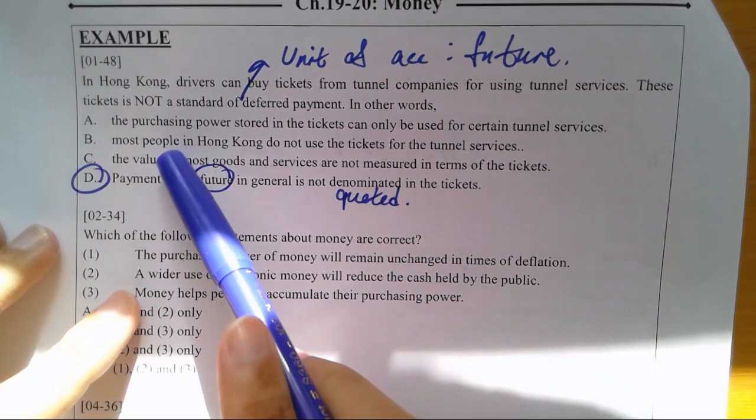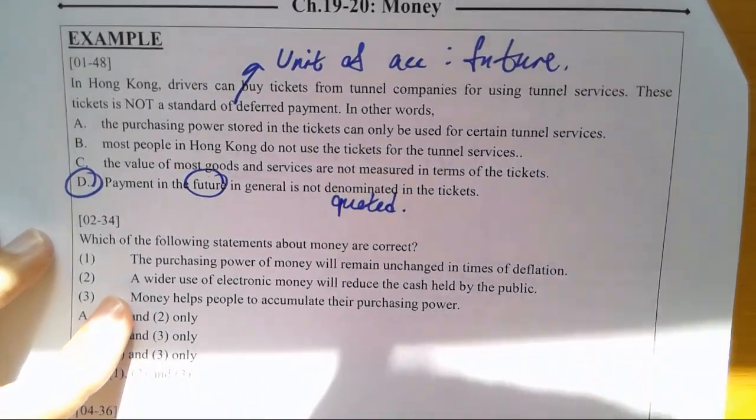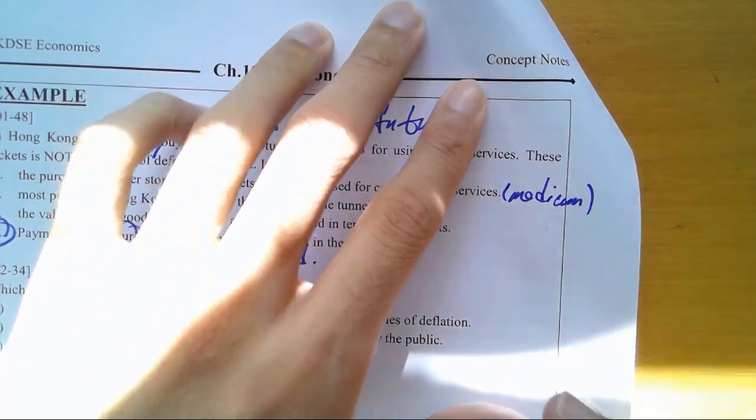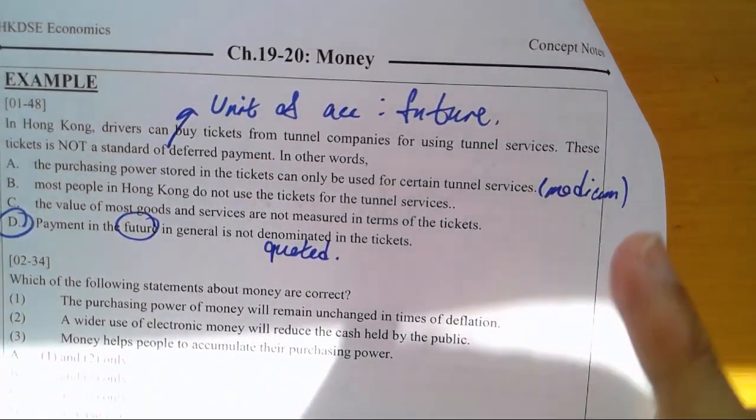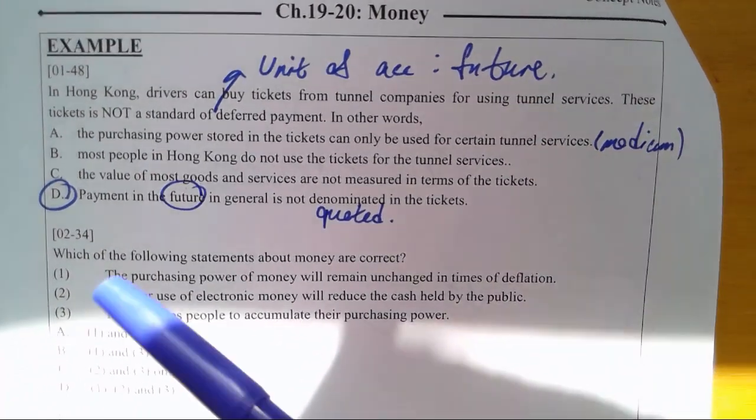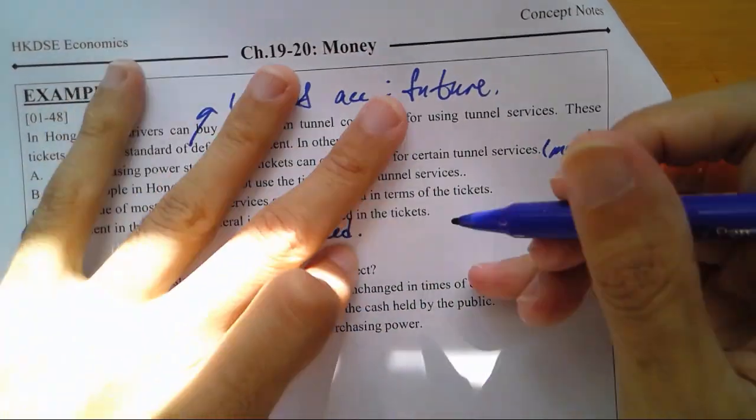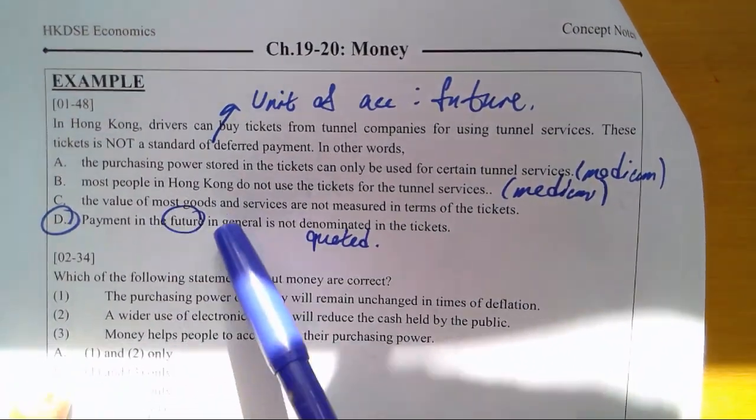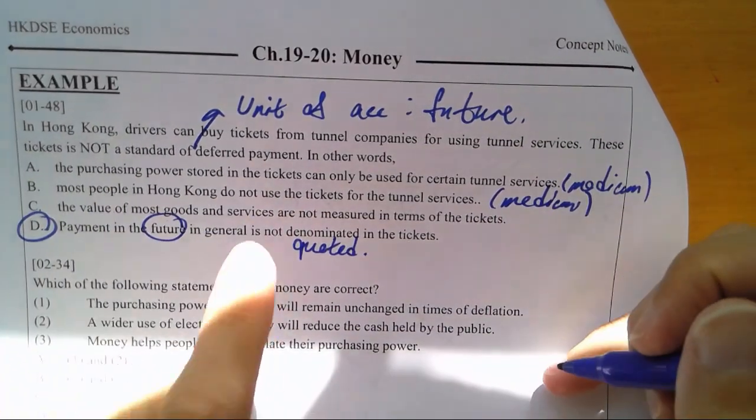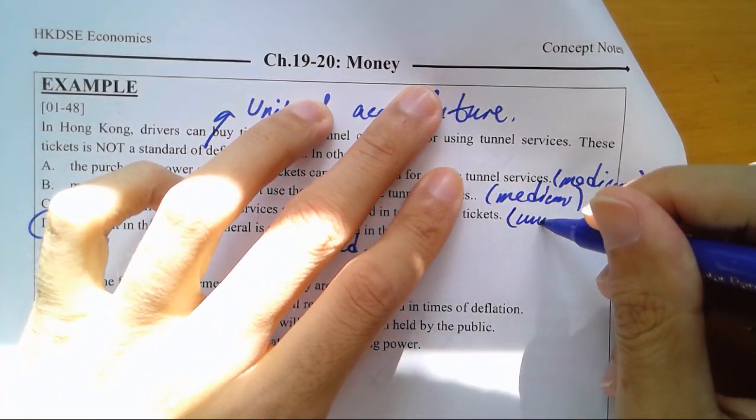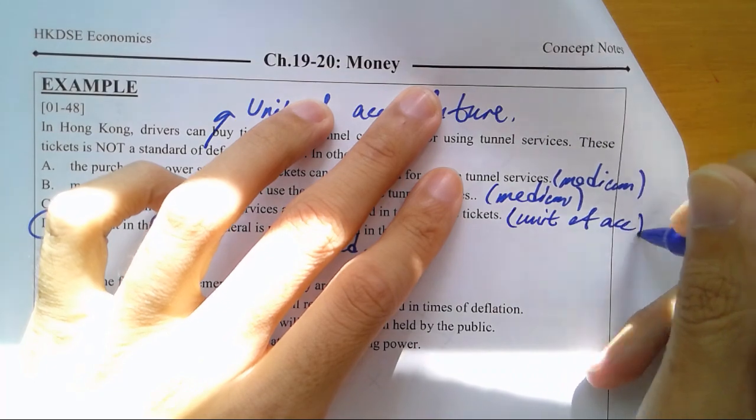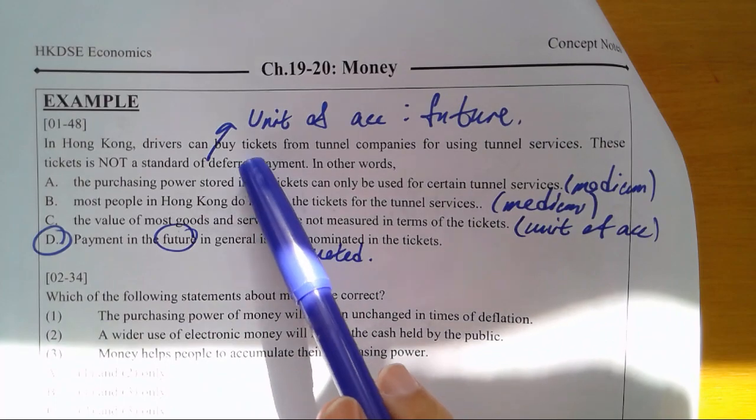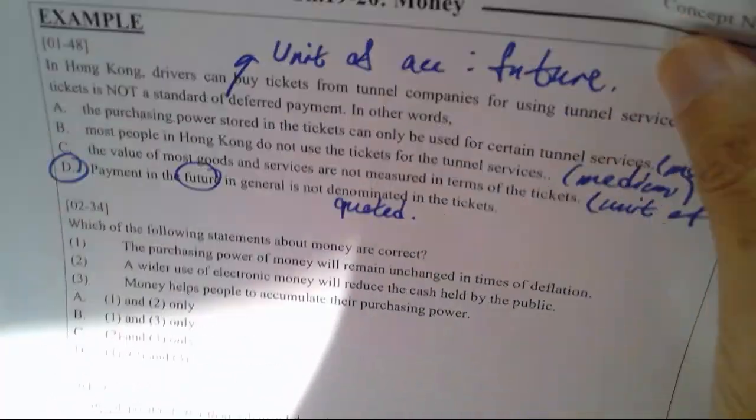Okay, other purchasing power stored can only be used for certain. Now, this is something to do with medium of exchange. 唔係間間都收㗎，係咪啊？得佢哋收啫嘛，係咪啊？Medium of exchange. Most people do not use. Okay, now this is also something to do with medium of exchange. The value of most goods and services are not measured in terms. Now this is now, okay, unit of account. So unfortunately, the three of them does not match with a standard of deferred payment. All right, now next one here.